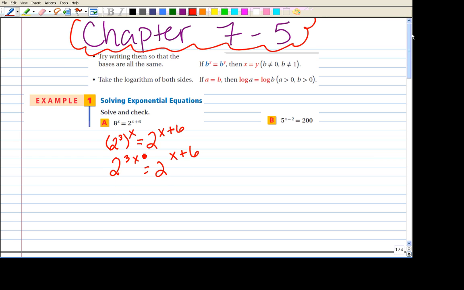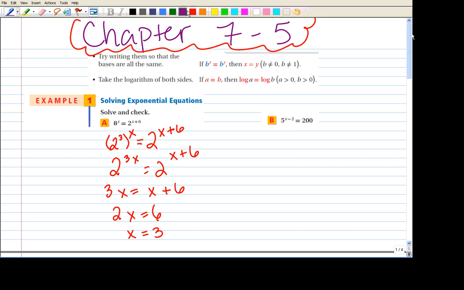Okay, so if I have 2 to the 3x equals 2 to the x plus 6, the only way that these two things could be equal, since I've got bases equal to each other, is if the exponents are equal to each other. So I have 3x equals x plus 6. If I subtract x from both sides, I'll get 2x equals 6, and divide by 2 on both sides, and we get x equals 3.